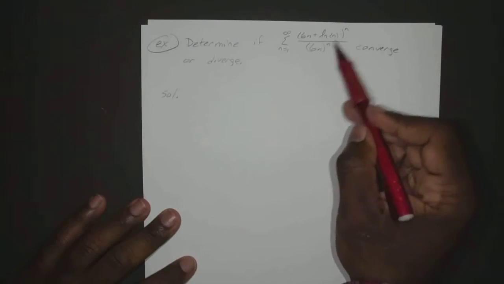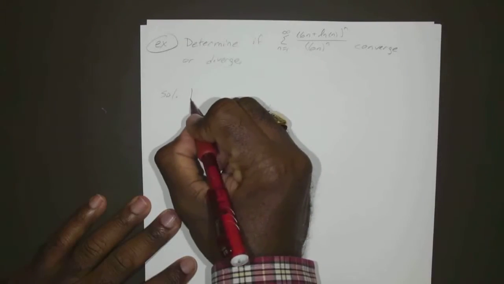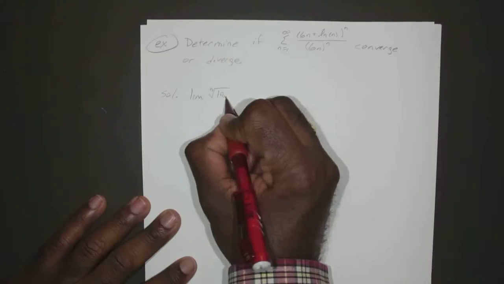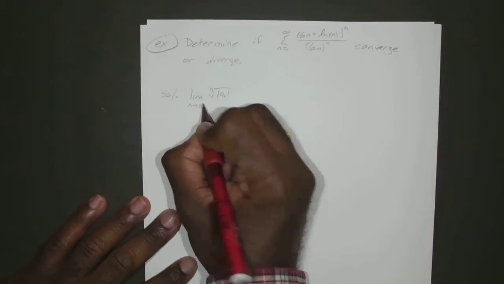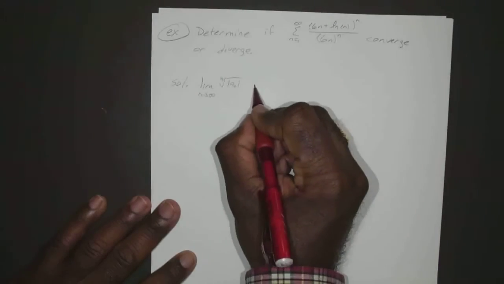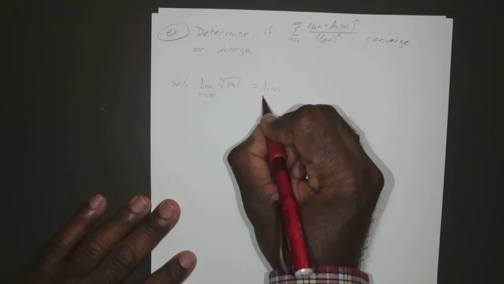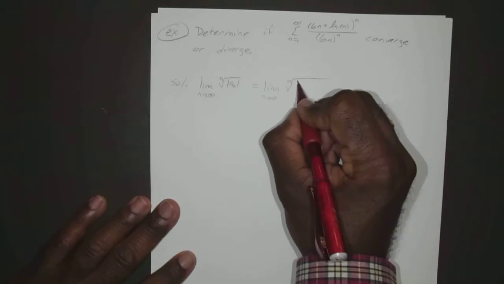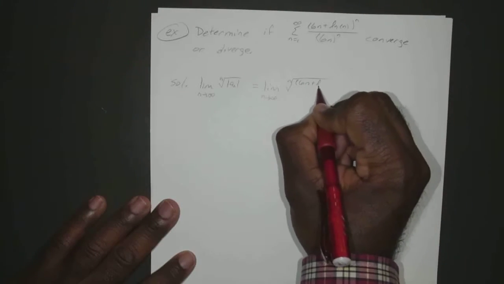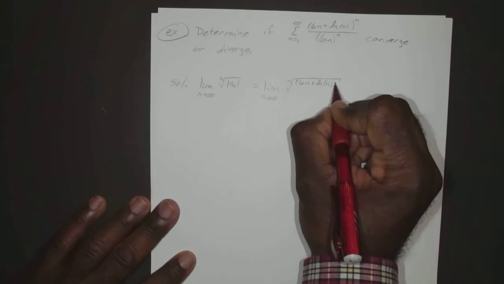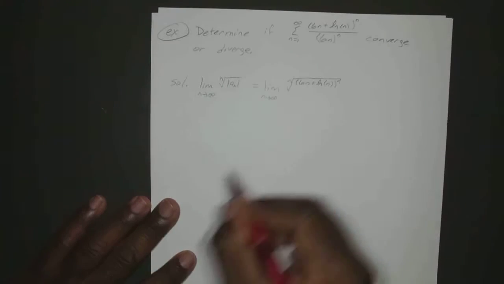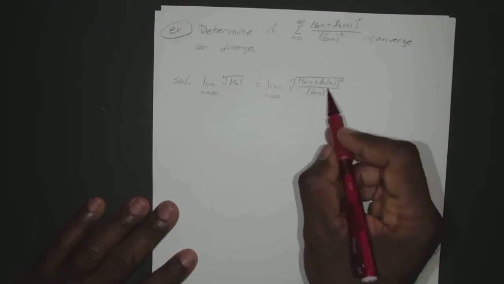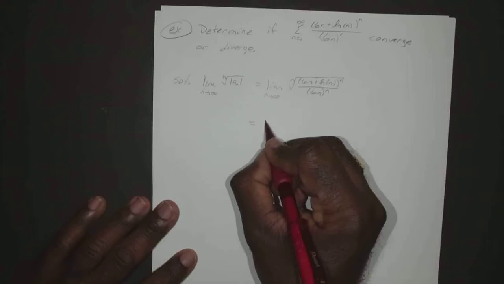Okay, so we can use the root test to get rid of those exponents. So you have the limit of the nth root of the absolute value of a sub n as n approaches infinity. That will give us the limit as n approaches infinity of the nth root of (6n plus natural log of n) to the nth power over 6n to the nth power, which once again we can just combine those two.